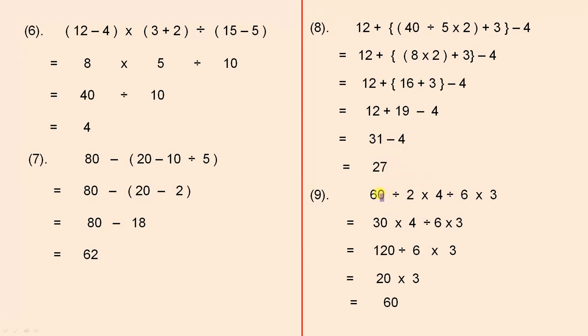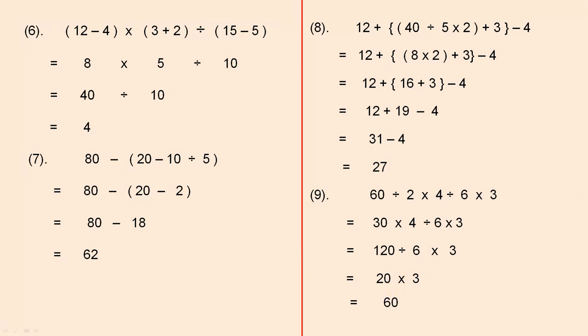And finally, here we have division and multiplication, so we just work from left to right. 60 divided by 2 is 30, so there's our 30. 30 times 4, there's the 4. 30 times 4 is 120. Now we're up to this part. 120 divided by 6 is 20. 20 times 3 is 60.